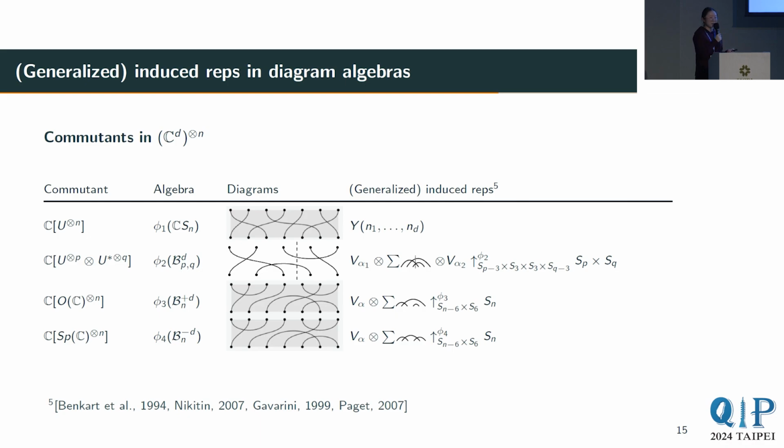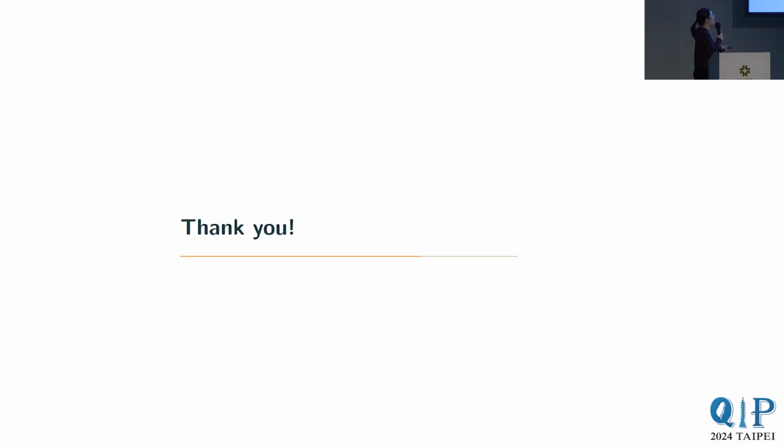And furthermore, by first decomposing some so-called spaces of harmonic tensors or traceless tensors, we can obtain the generalized induced reps to decompose in the first place. And that can, in principle, allow us to decompose the tensor spaces into the irreps for the commutants. And that's all. Thank you for listening.